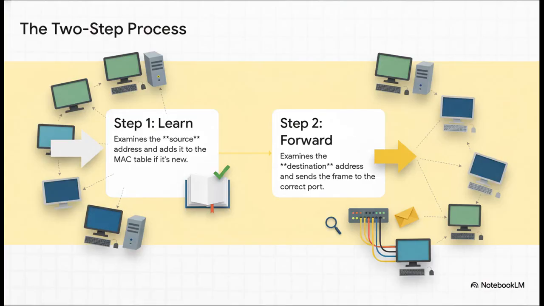So it's this little two-step dance, right? Step 1, Learn. The switch looks at where the data came from and updates its address book. Got it. That PC is over there on port 5. Step 2, Forward. It then looks at where the data needs to go, the destination. It checks its address book and asks, okay, where is this guy? If it finds the address, it sends the data out only on that specific port. No more shouting, just a private conversation.